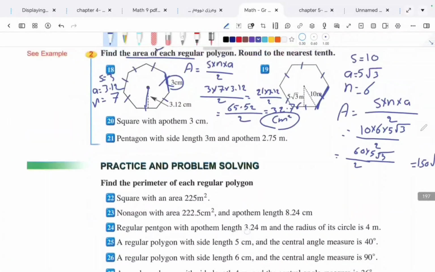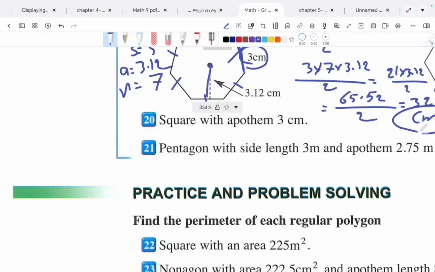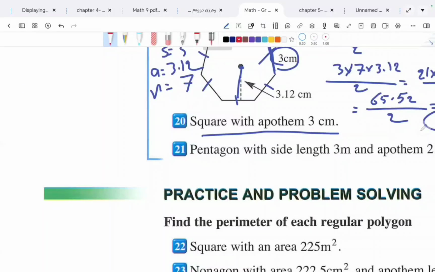Then we have question 20. It's very important, pay attention. Square with apothem 3, and they ask for what? For area. So what's the rule of area? It is s times n times a out of 2. We have n, which equals 4. Okay. We have a, which equals 3. But you don't have s.